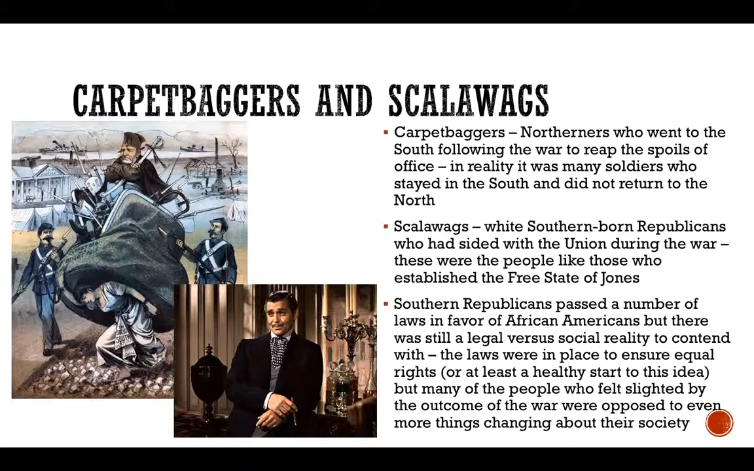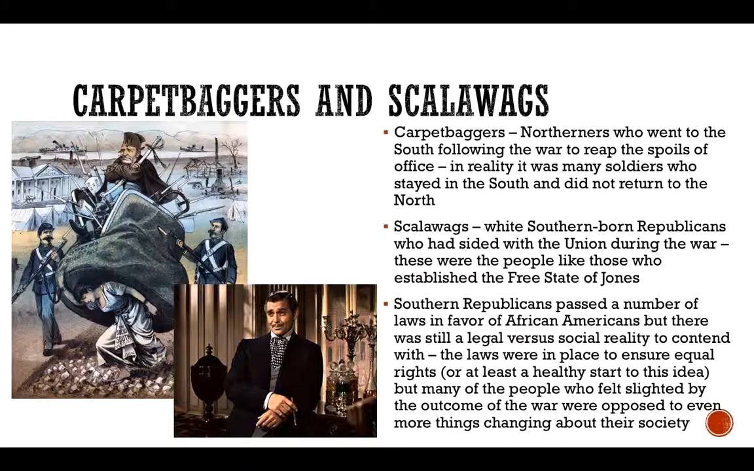And scalawags were Southern-born Republicans who had sided with the Union during the war. And these are kind of like what you think of as the loyalists following the Revolutionary War. So they were people who had fought for the Union, like those who had established the Free State of Jones that we talked about last week, or in the last lecture.